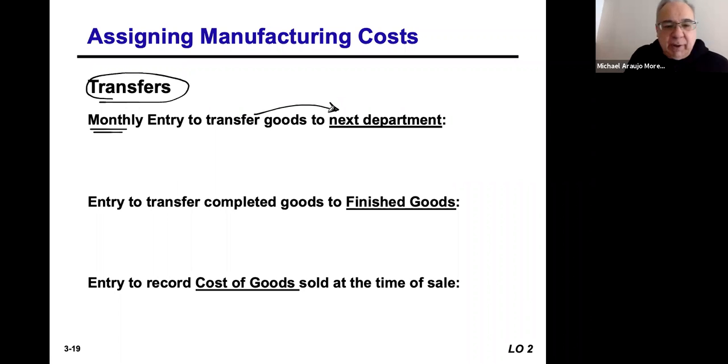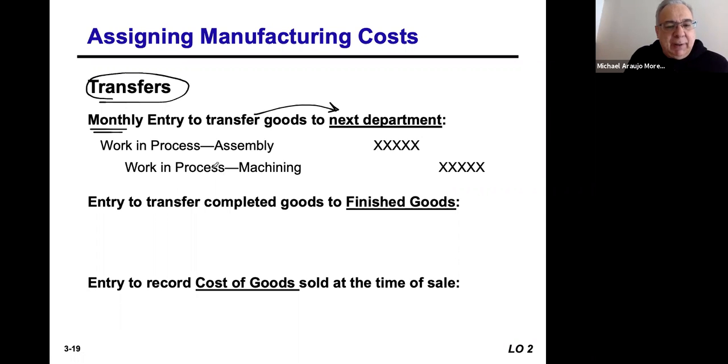Machining over to assembly, right? So here we have a debit to work in process in the assembly department. Where is that coming from? Well, it's coming from the machining department. So this transfers the goods from the machining department over to the assembly department. So now they're sitting in the assembly department.